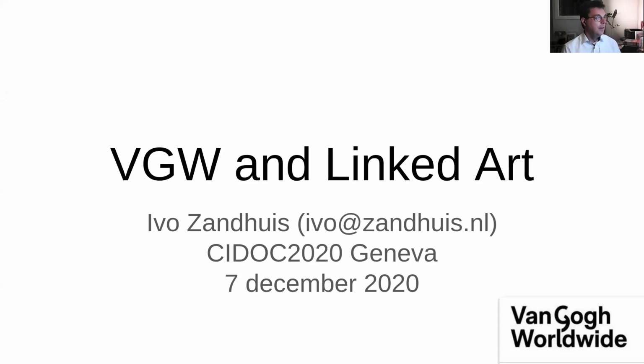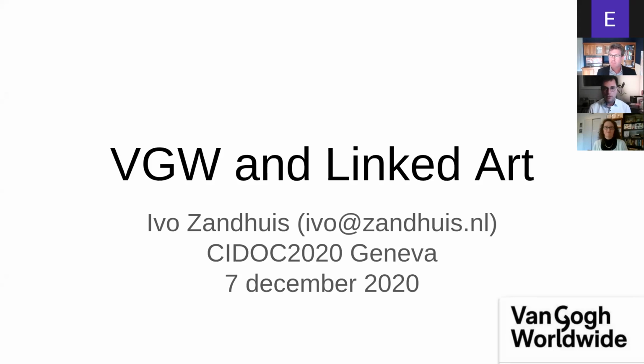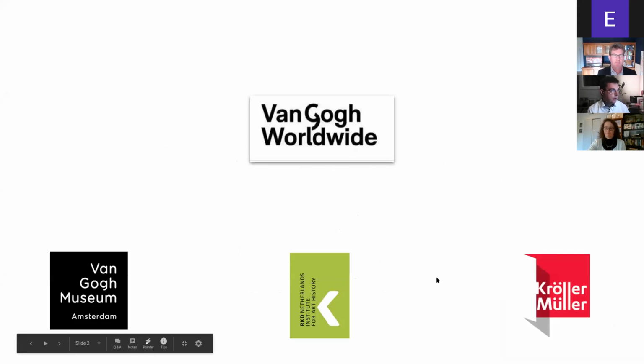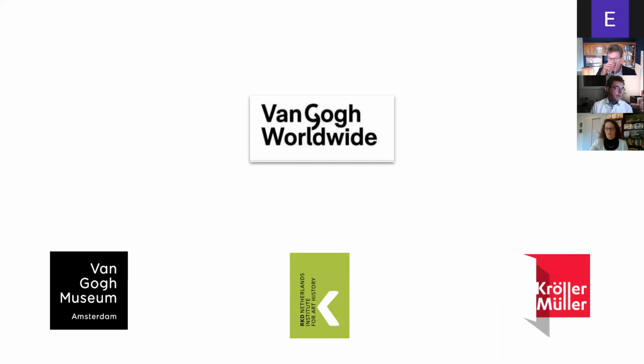Thanks. So my name is Ivo Zandhuis. I'm a fellow at the International Institute of Social History and a freelance consultant in cultural heritage metadata. And I was hired by a consortium of 3 institutes, the Van Gogh Museum in Amsterdam, the Netherlands Institute of Art History, and the Kröller-Müller Museum, all joining forces to create one website on the work of Vincent van Gogh. And the project was called the Van Gogh Worldwide Project.